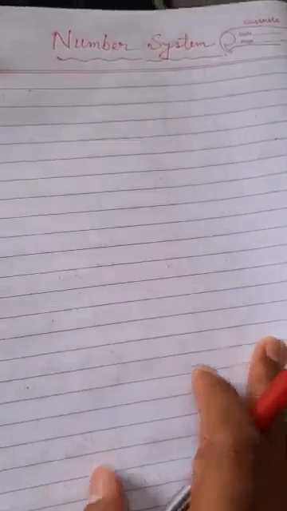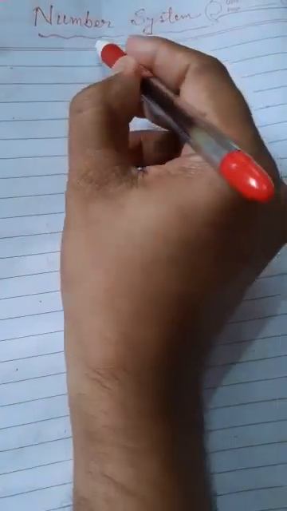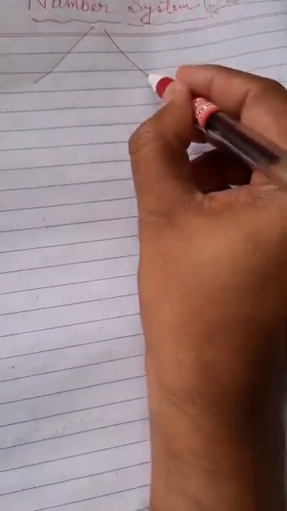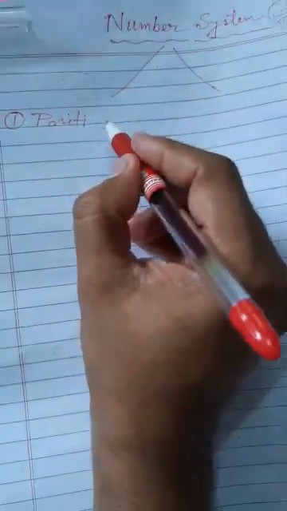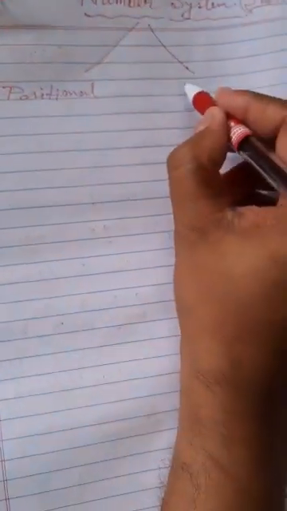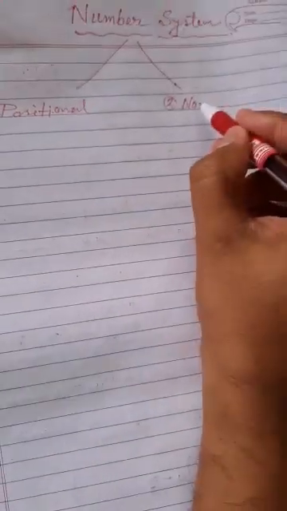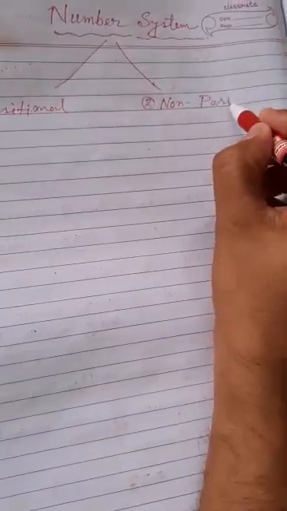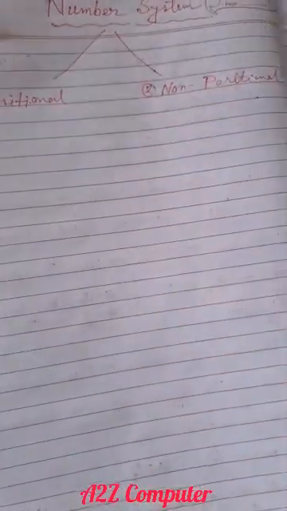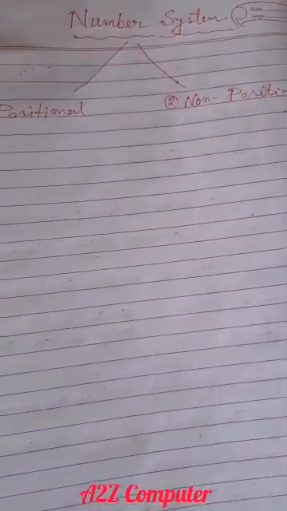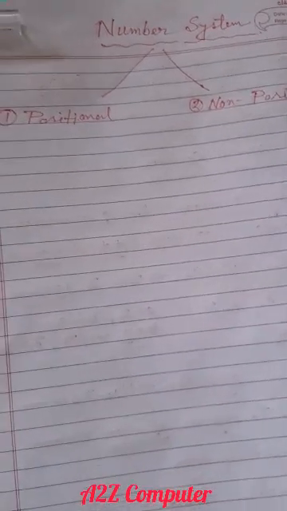Today I would like to discuss the number system in computers. So let's begin. Number system. Mainly there are two types of number systems present. First is the positional number system and second is the non-positional number system.